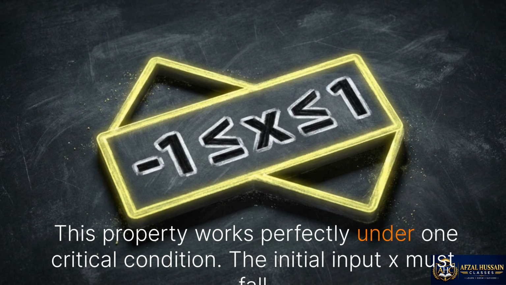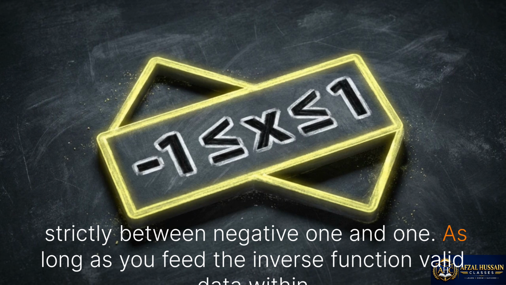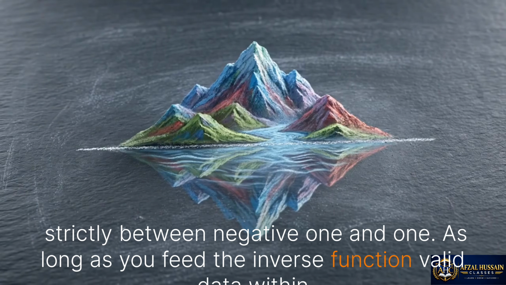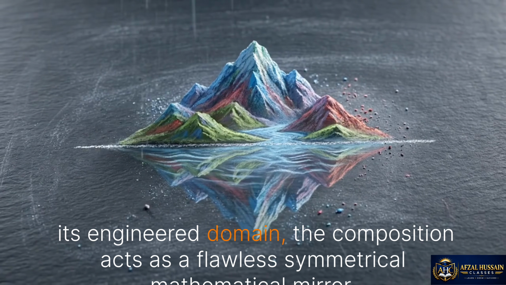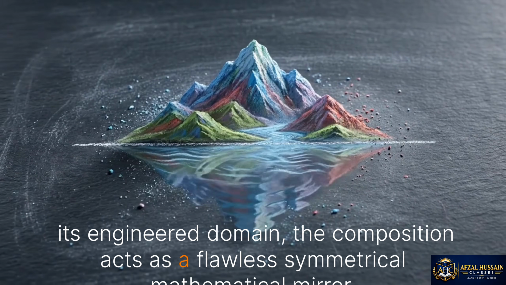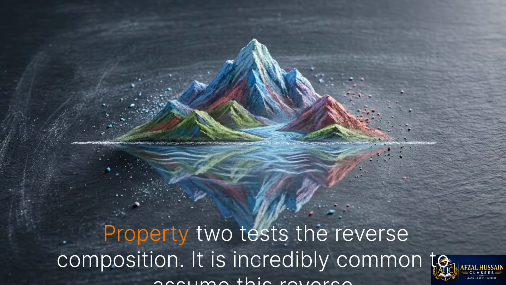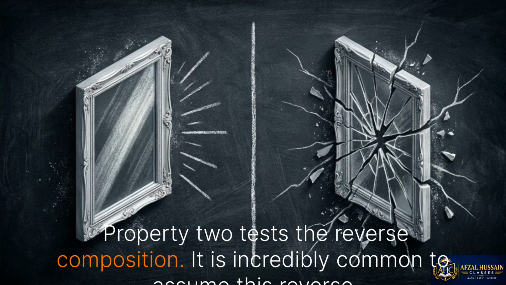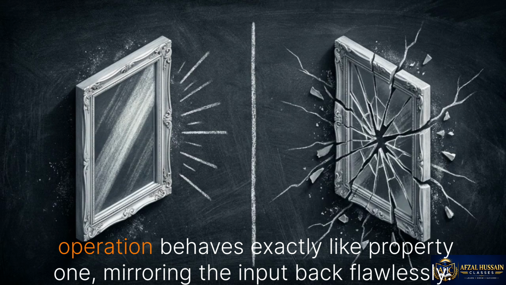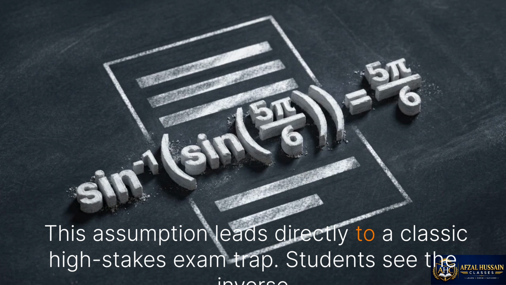This property works perfectly under one critical condition. The initial input x must fall strictly between -1 and 1. As long as you feed the inverse function valid data within its engineered domain, the composition acts as a flawless, symmetrical mathematical mirror. Property 2 tests the reverse composition. It is incredibly common to assume this reverse operation behaves exactly like property 1, mirroring the input back flawlessly. This assumption leads directly to a classic high-stakes exam trap.